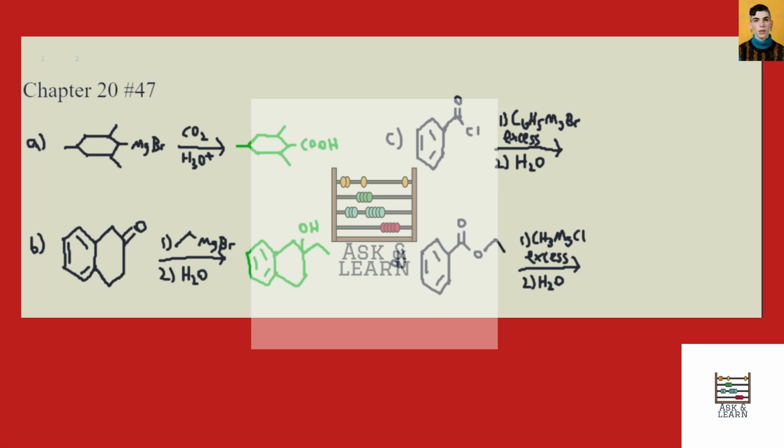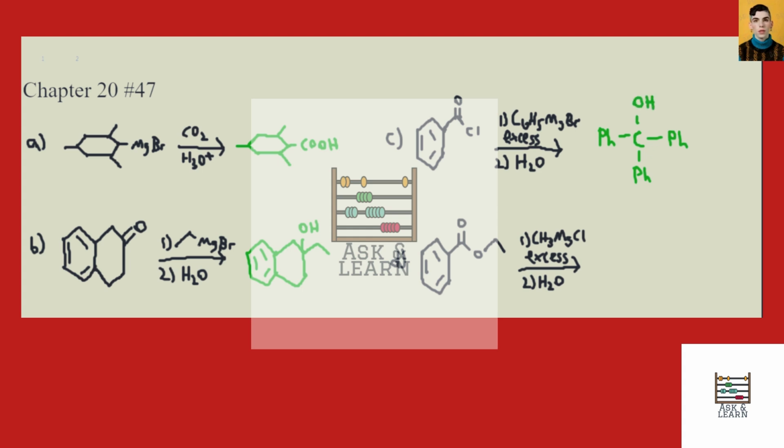That's B. For C, we're reacting an acid chloride with excess Grignard reagent, followed by water workup. And so here what we're going to end up with is a central carbon. And so we started with one phenyl ring, and our Grignard reagent is a phenyl Grignard. And so we actually end up with 3 phenyl rings on this central carbon, and then also an alcohol.